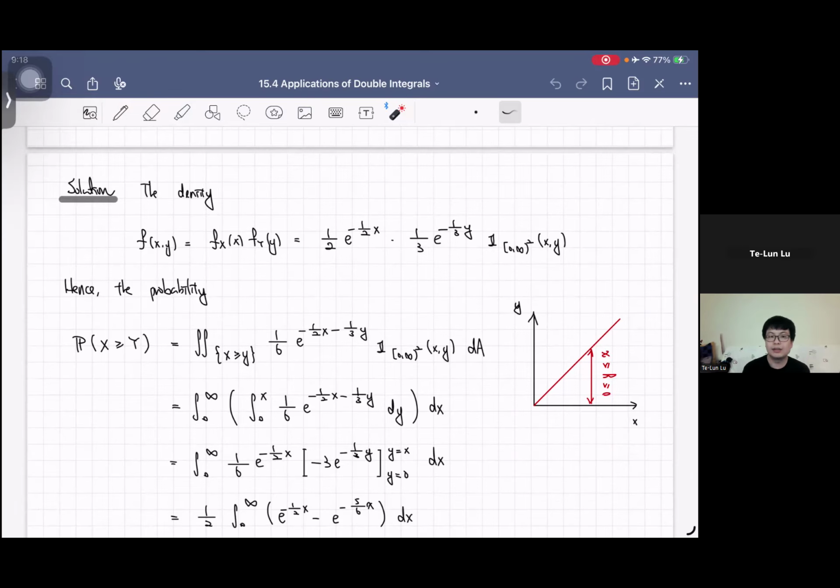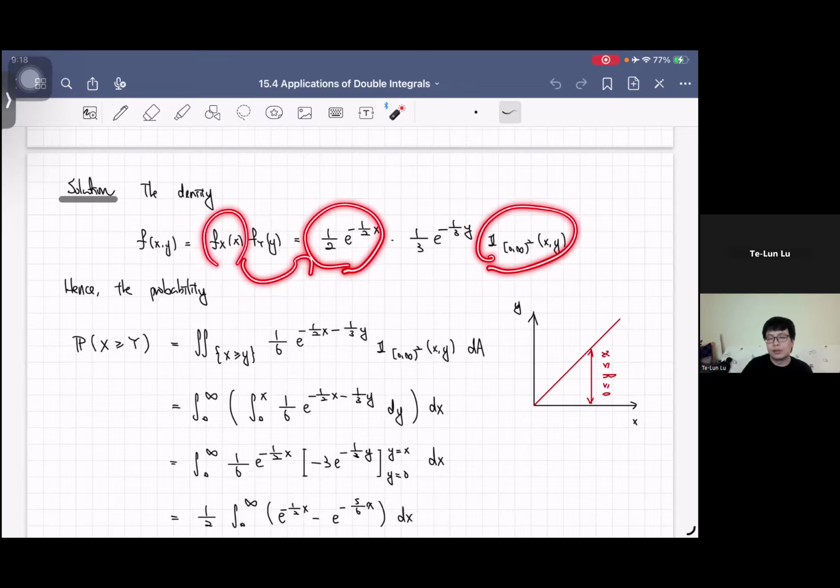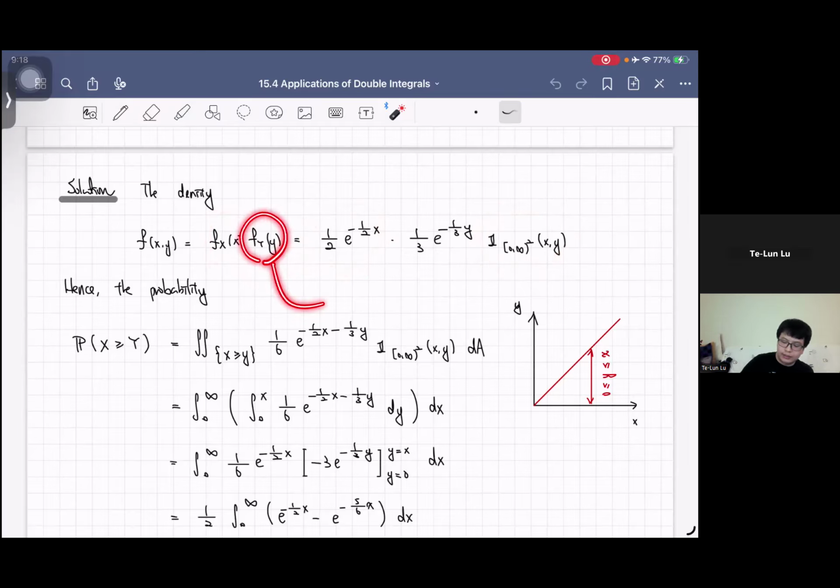Since they're independent, the density is simply the multiplication of the two marginal densities. And we know from the previous example that the exponential distribution with mean 2 has the formula like this, and obviously you have to make x positive. And the density for y, which has mean 3, as an exponential distribution, is 1/3 e to the minus 1/3 y.